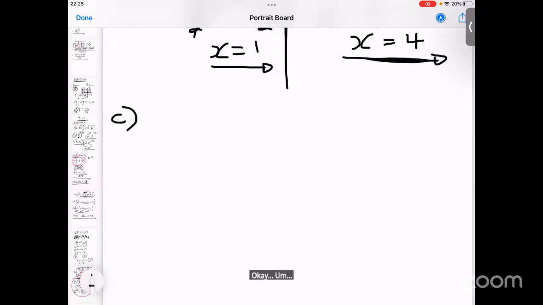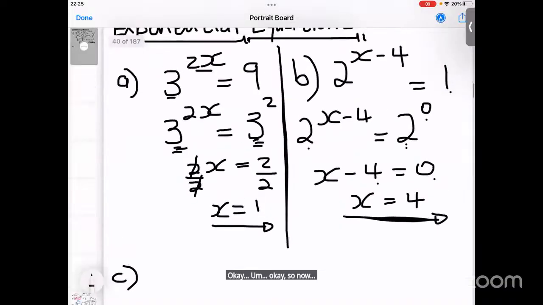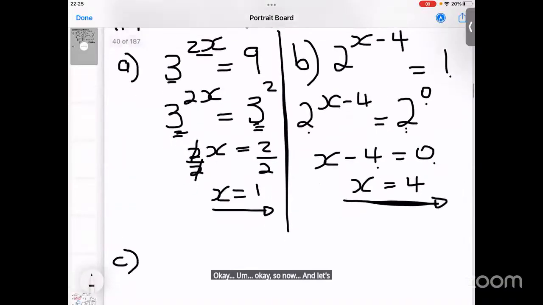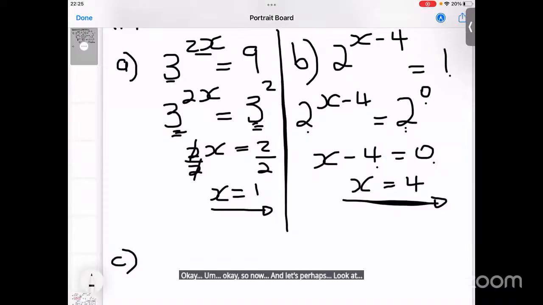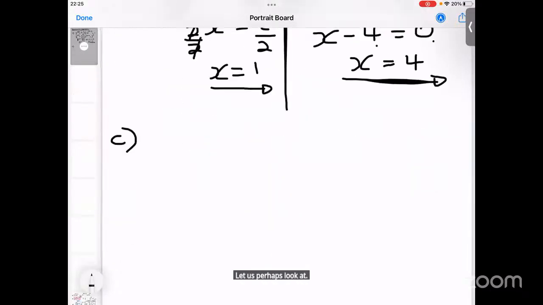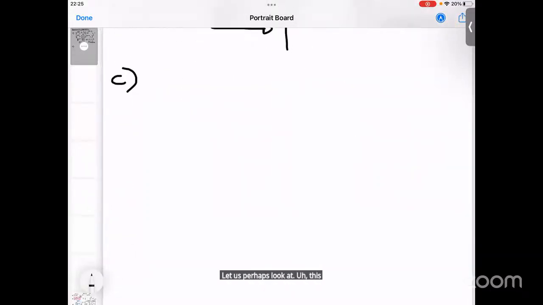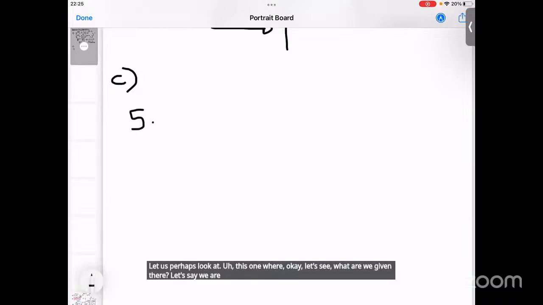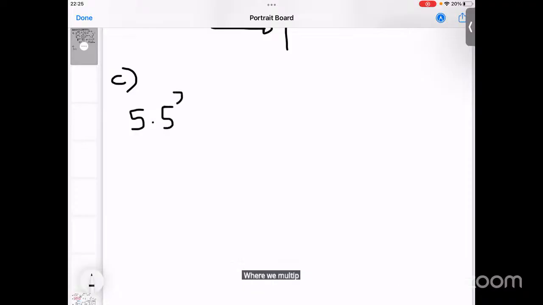Okay, so now let's perhaps look at this one. Let us perhaps look at this one where, okay, let's see, what are we given there? Let's say we are given 5, where we multiply it by that to the that, and we equate this to that. So again, there are many ways in which you can work it out.